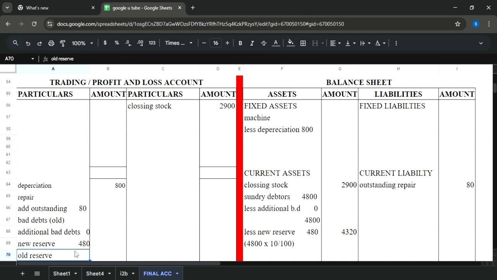And finally, these two adjustments, additional bad debt and new reserve, are completed. Their dual effect is also completed. You have to subtract additional bad debts and new reserve from debtors.